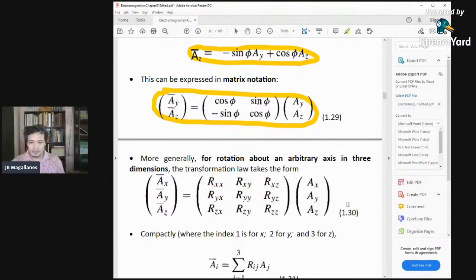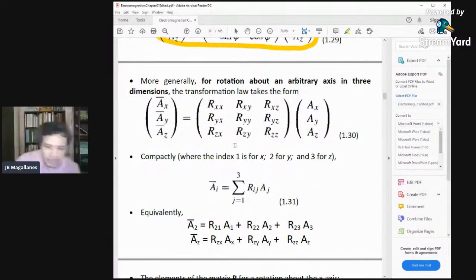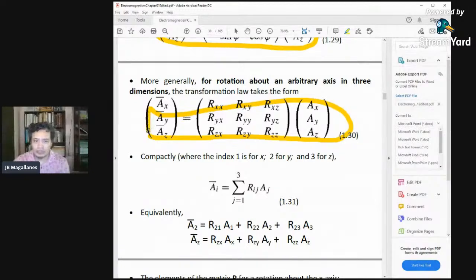So compactly, you can write this expression in terms of the summation. You can write this matrix as this, and AX, AY would just be this one, and then Rij would just be this. J would be coming from 1 to 3, or this is XYZ. This 1, 2, 3, or XYZ. AJ would be representing this.